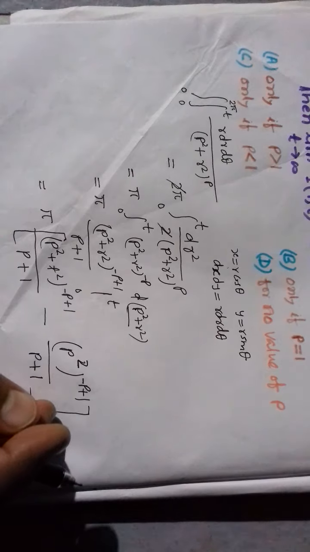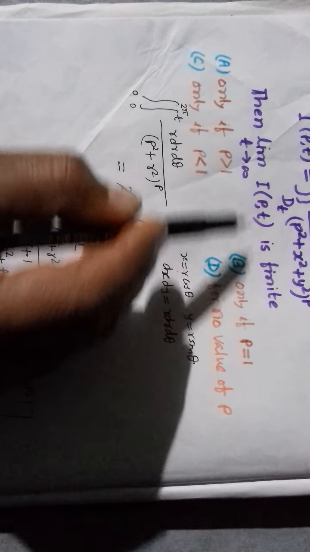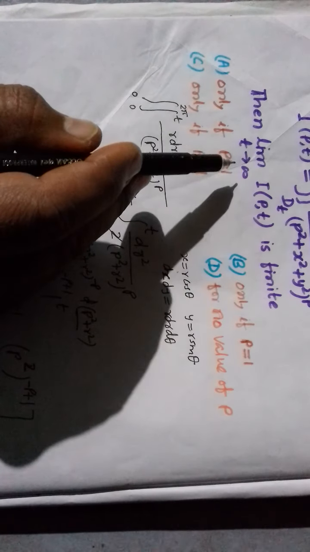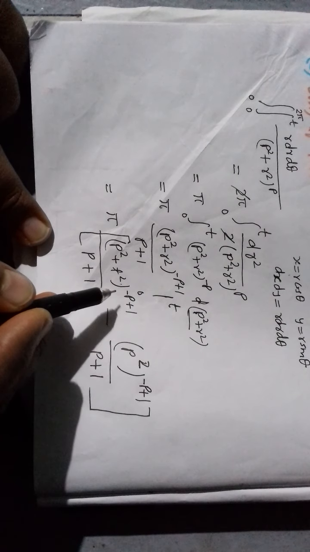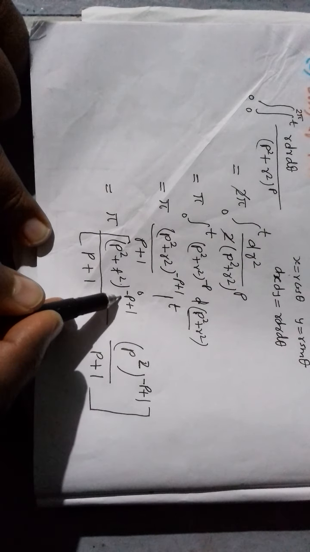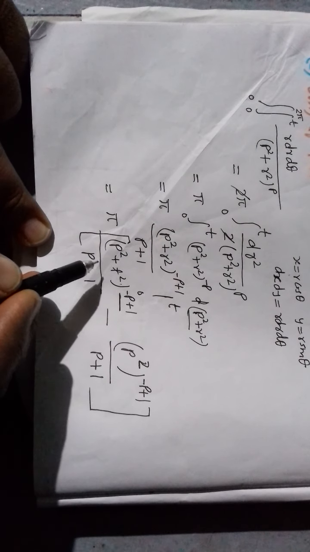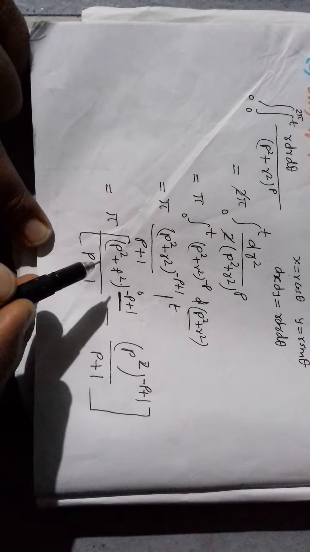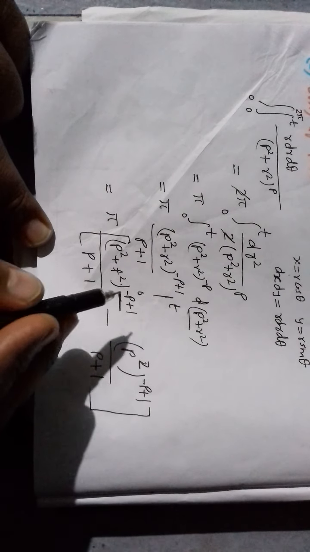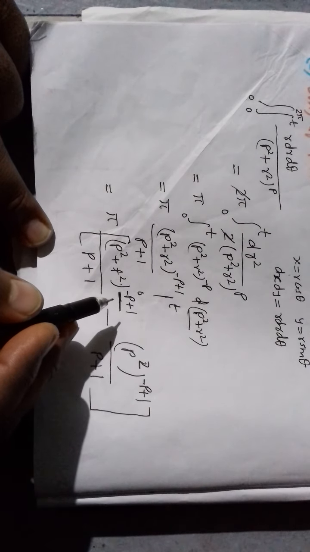Now in the question you see t tends to infinity, and the value of this integration should be finite. But here you see, if you take this exponent positive, then tending t to infinity, this whole thing will go to infinity. So this exponent should be negative. Only then, when you tend t to infinity, will this be 0.